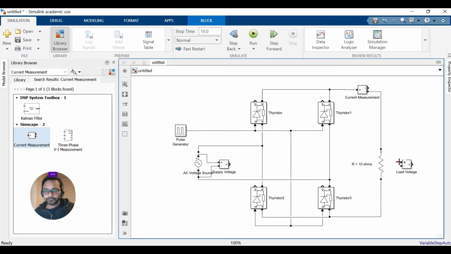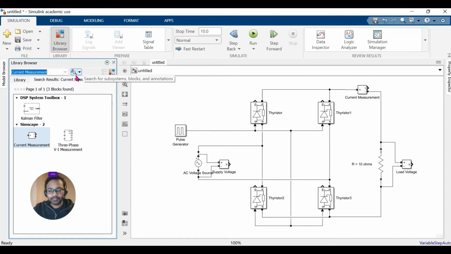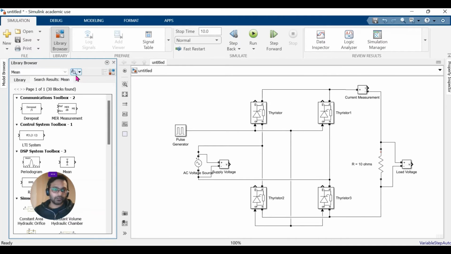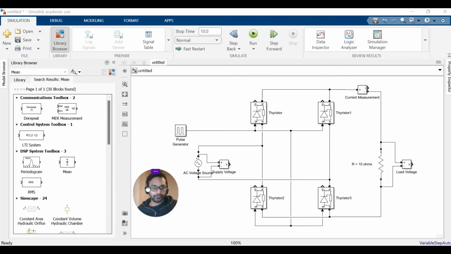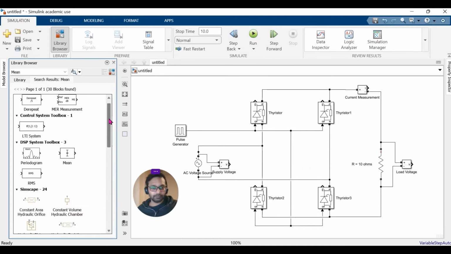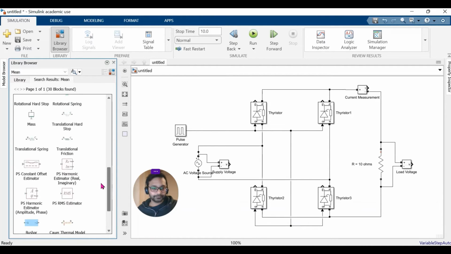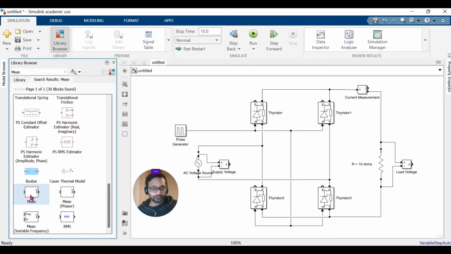Okay, let's connect it. Okay, and again similar to the last circuit, I will measure the average voltage or the mean voltage. Okay, so let's search for the mean block, this one.